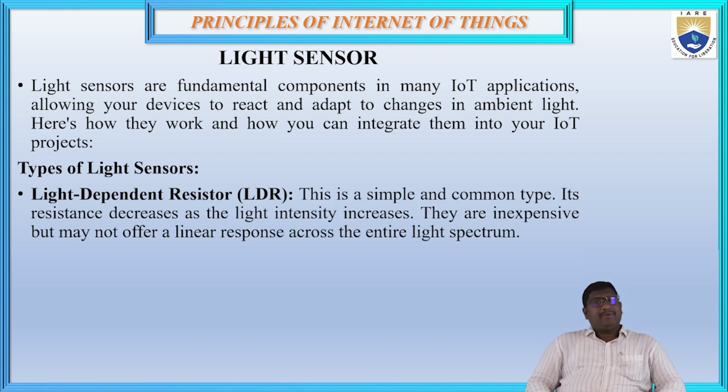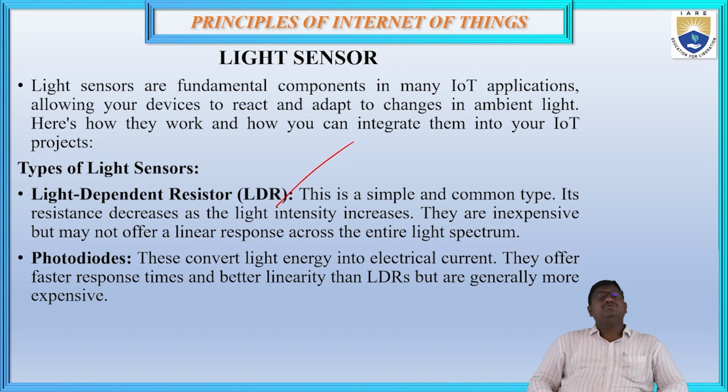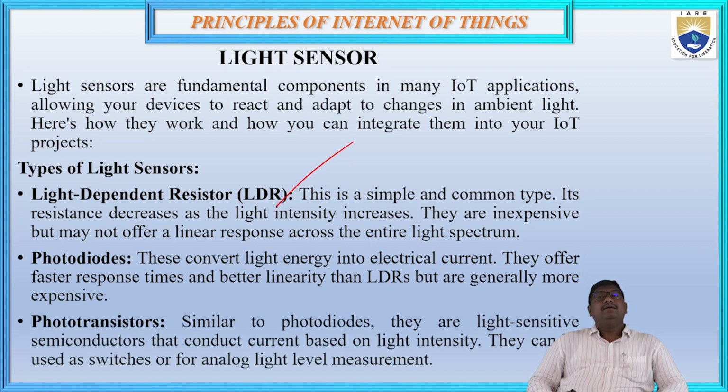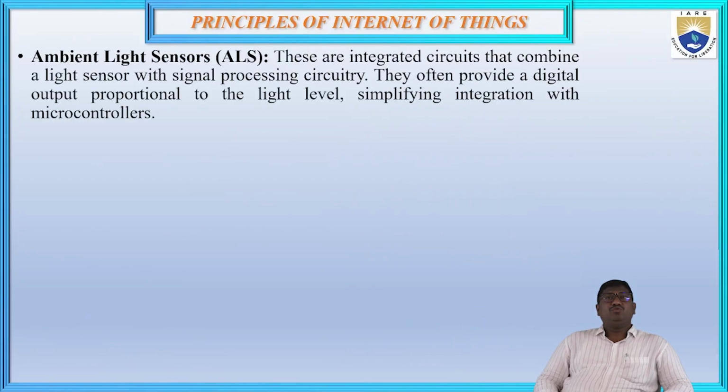Light dependent resistors are the simple and common type, whose resistance increases as the light intensity decreases. Photodiodes convert light into electrical current. Phototransistors are light sensitive semiconductors which conduct current based on light intensity. And ambient light sensors are integrated circuits which combine the light sensor with signal processing circuitry, very often used to measure light level, simplifying integration with a microcontroller.